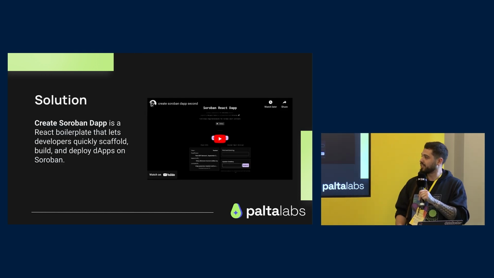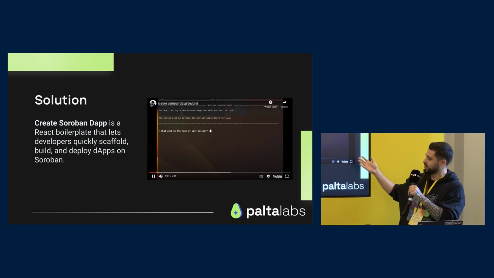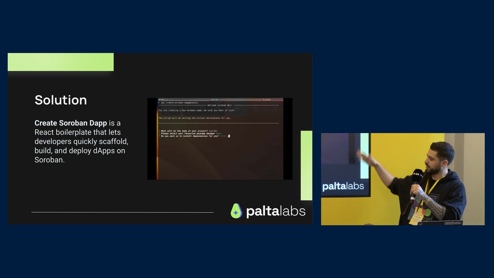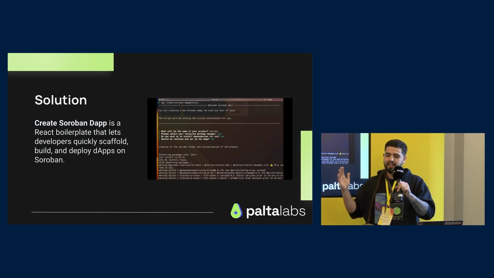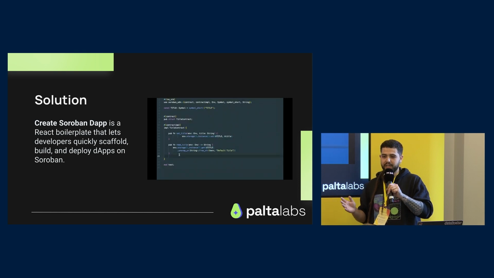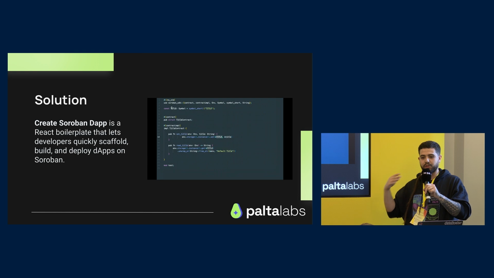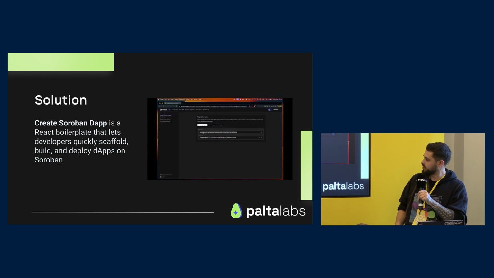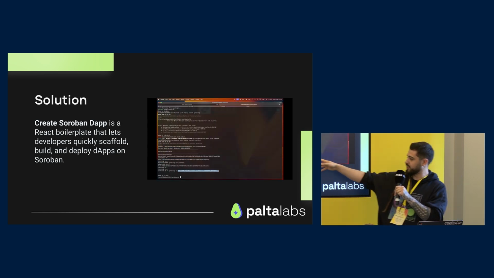So the solution is that we create Soroban dApp, which is this React boilerplate. You just use npx to clone everything. The dependencies get installed, and you just have a base smart contract ready to use and customize. And the front end is already connected to the blockchain. You can call all the methods in the smart contract, and it's very easy to use. So this is a small demo. This is the front end, the laboratory, how the contract is deployed.